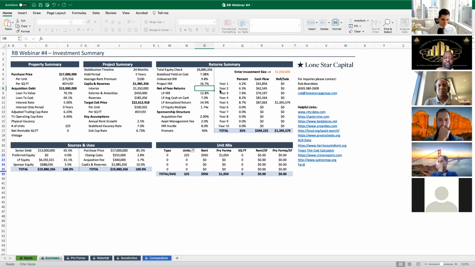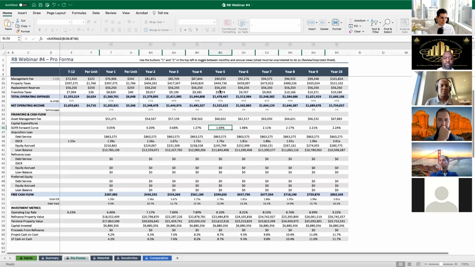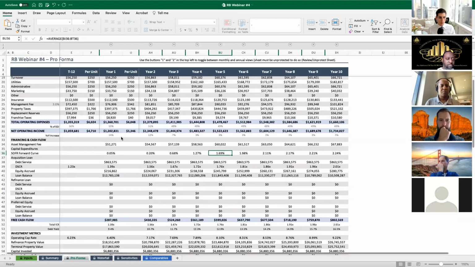So to take a quick pause, Matthew asks about how often do you update the SOFR forward curve? So we typically update it, I'd say every couple months.